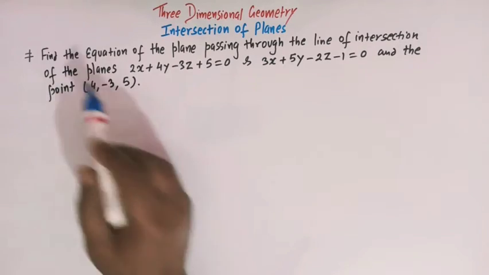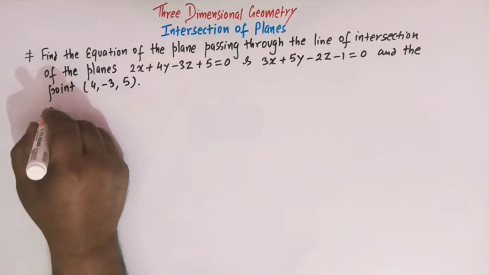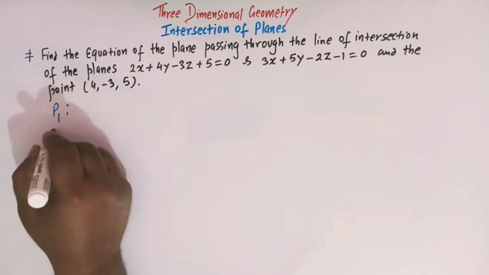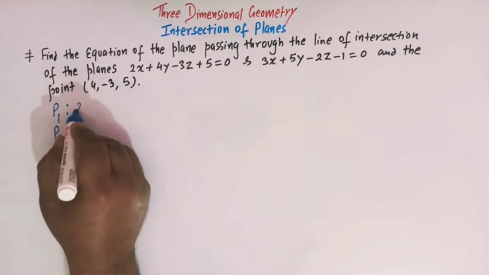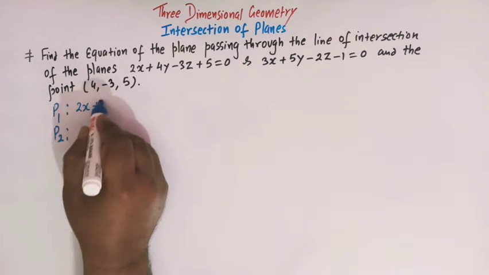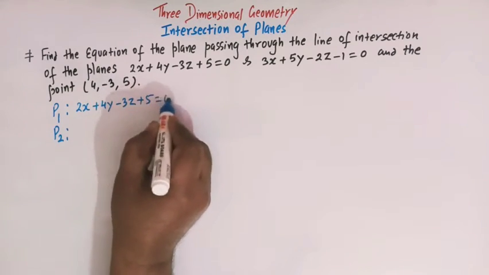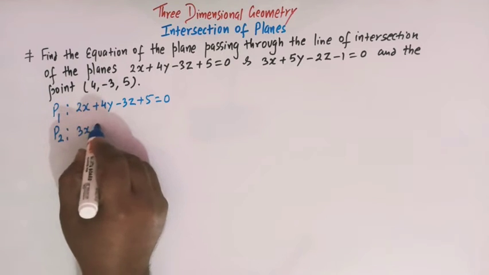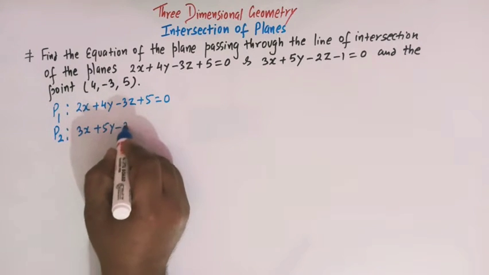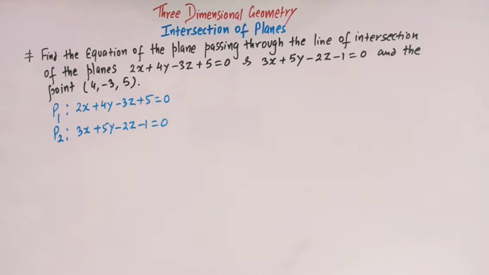Here we are given the equations of two planes. Let us denote the planes by P1 and P2. The first plane is 2x + 4y - 3z + 5 = 0, and the second plane is 3x + 5y - 2z - 1 = 0.